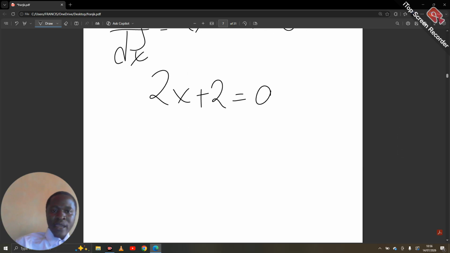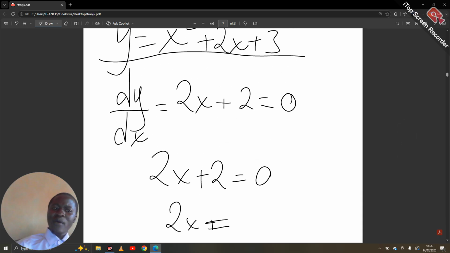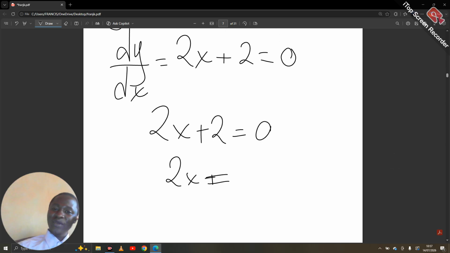Now, here we have 2x plus 2 equals 0. Remember one thing, this one is not a quadratic, so solving it in a quadratic way will be useless. So make sure you know the type of equation. Here this is just a normal equation. So 2x equals negative 2. That means our x equals what?